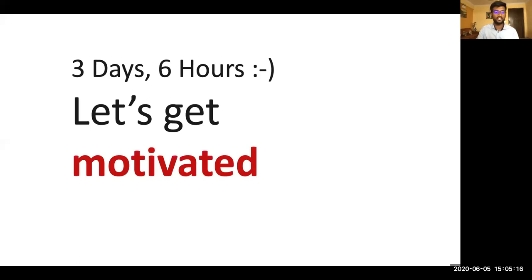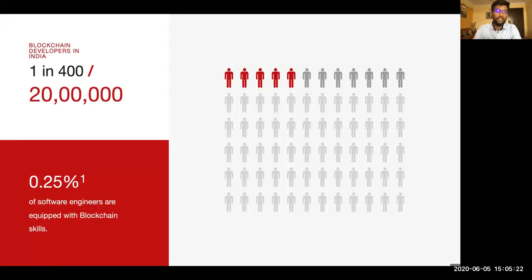critical course content. So I would really request every one of you, everyone who's there, and that's 300 people right now, to please, before we start, take a very good look at this slide particularly. This is where you can see that 1 in 400 IT engineers have any kind of blockchain skills. And if you can see the diagram, I really spent a lot of time creating this diagram by making those red and gray figures. If you consider this as the entire IT engineer population in India, it's about 20 lakhs, right?